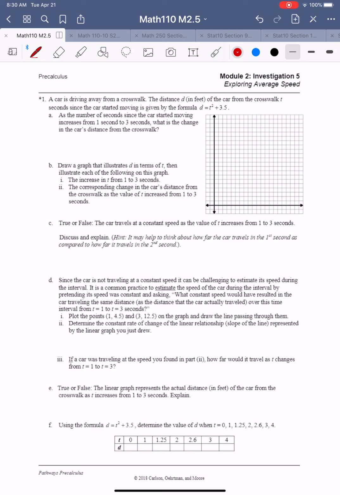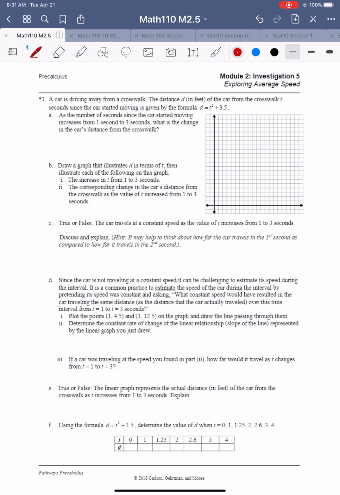Okay, hello class. This is Module 2, Investigation 5. We are exploring average speed. We just talked about constant rate of change, which is when the rate is not changing all the way through; the rate stays the same. But average speed means each interval might have a different rate. So in order to get the rate of the whole function, we have to find the average rate of the speed.